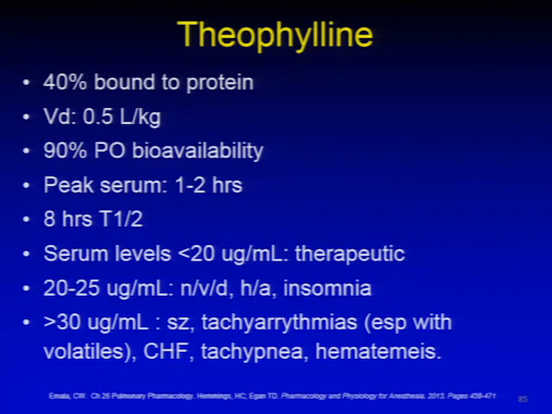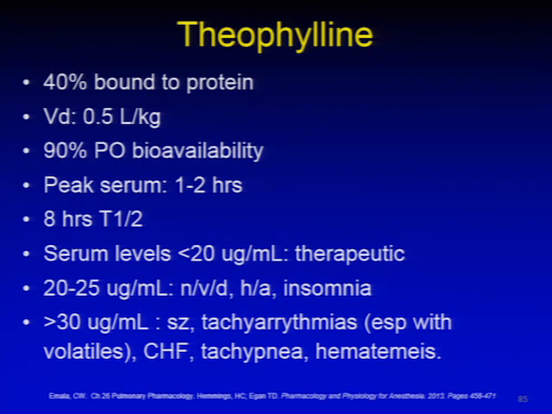Here are some of the pharmacokinetics and dynamics of theophylline. You may see this on boards, but it's for historic purposes in terms of clinical effect. This drug was used for COPD. It's 40% bound to protein, has a half a liter per kilo volume of distribution. It's 90% available if taken orally. It peaks in 1 to 2 hours. 8.5 hours is its half-life. Serum levels less than 20 are therapeutic.